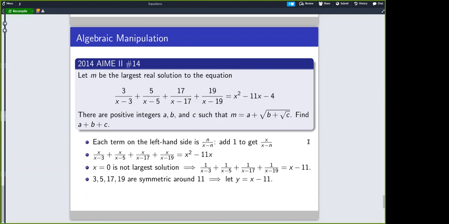And when we substitute y equals x minus 11, we get this equation. And this looks a lot cleaner because we have minus 8 and plus 8, minus 6 and plus 6. So let's put the minus 8 and plus 8 into one fraction, and the minus 6 and plus 6 into another fraction. If we do that, we get, let's see. We'll continue on the next slide.